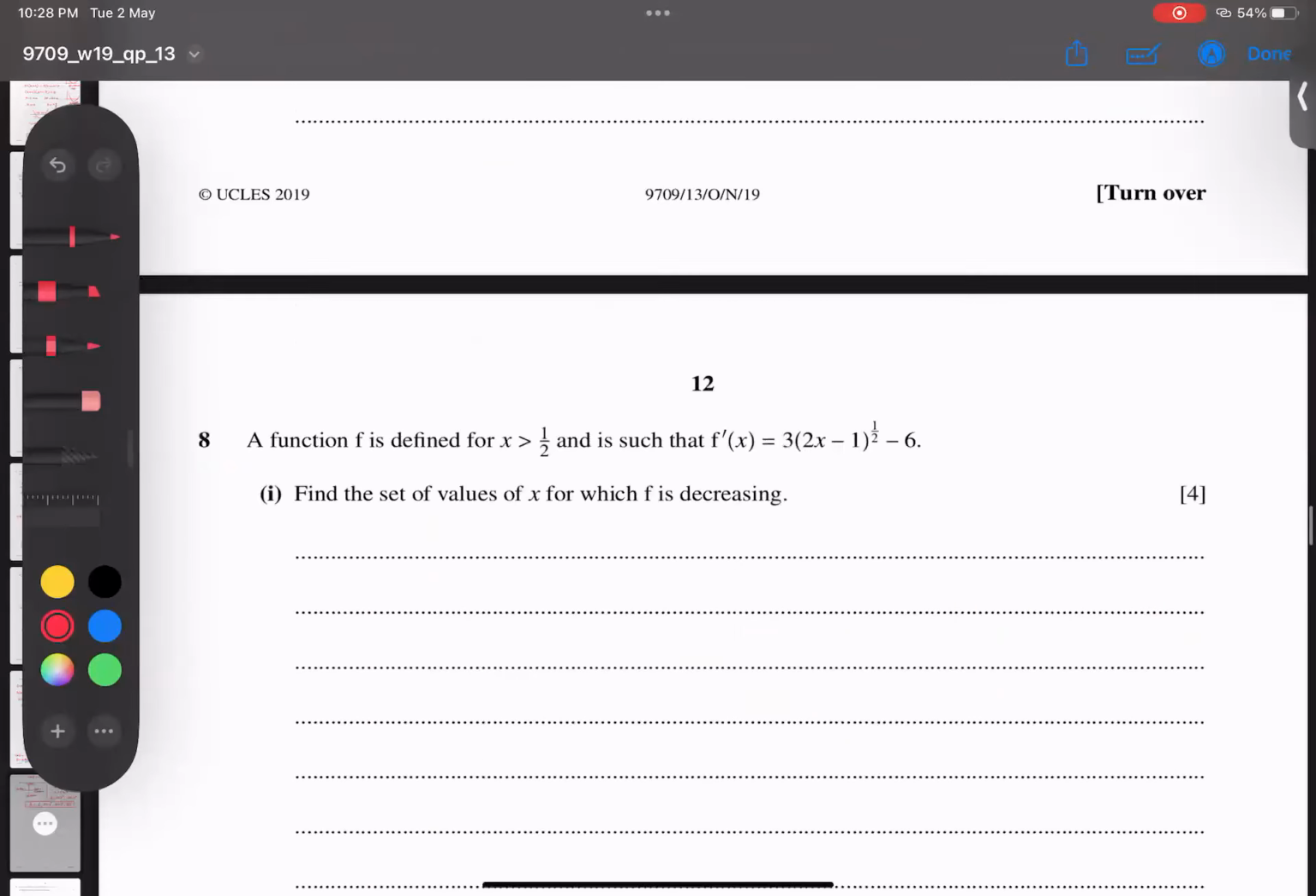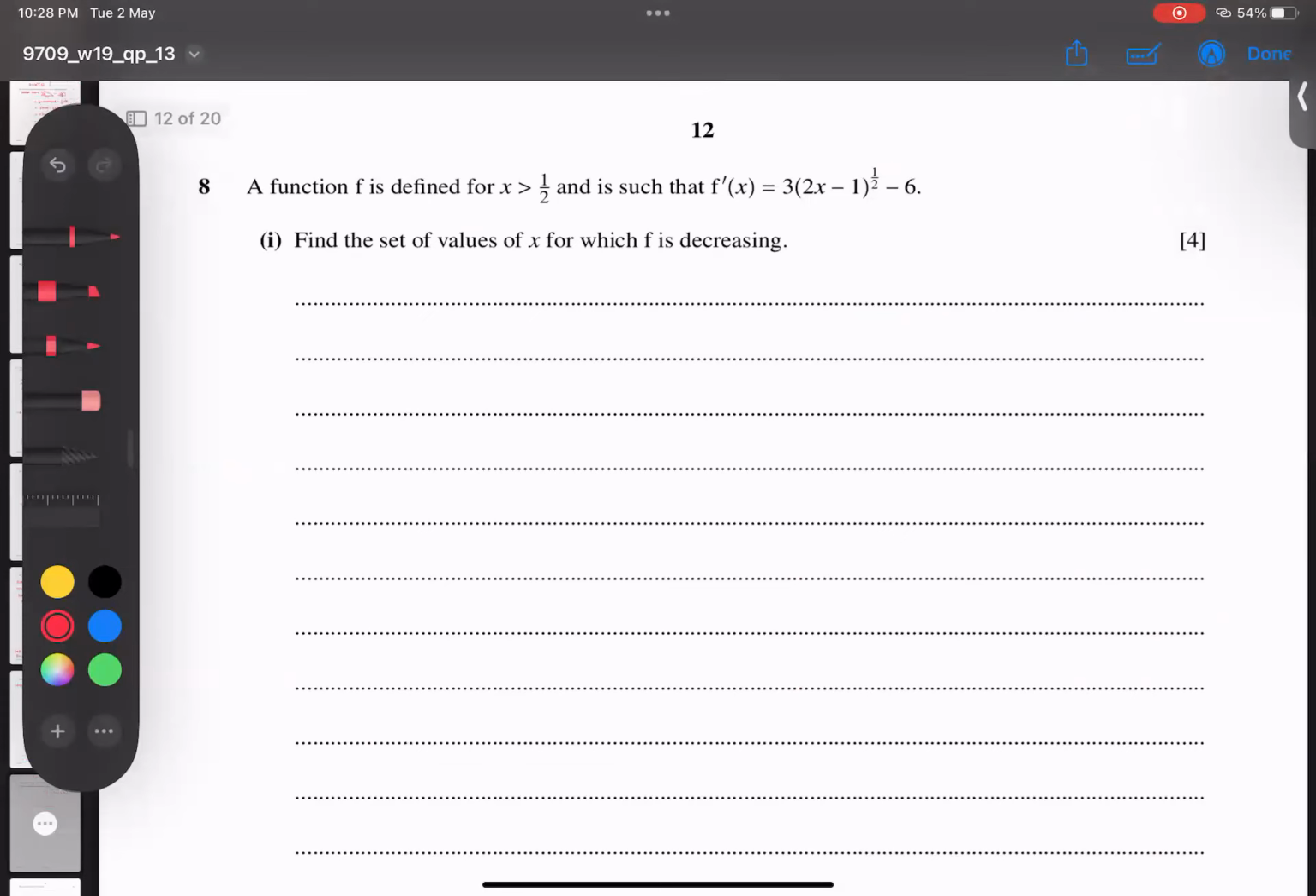Let's go for the next question. Question number 8 we have. What is question number 8? For a function f defined for x bigger than half, such that its derivative is equal to this, find the set of values for which the function is decreasing.